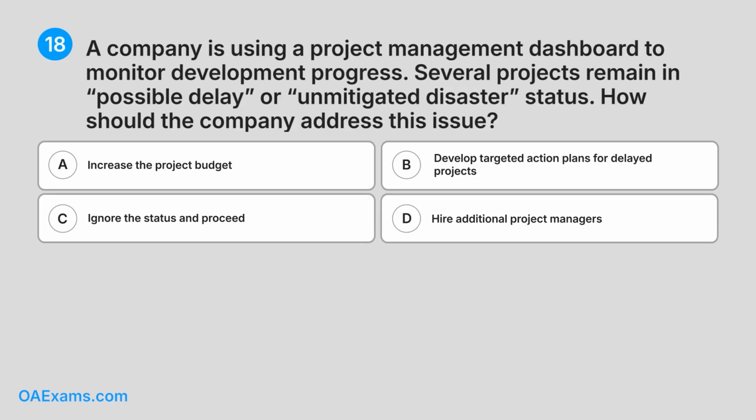18. A company is using a project management dashboard to monitor development progress. Several projects remain in possible delay or unmitigated disaster status. How should the company address this issue? A. Increase the project budget. B. Develop targeted action plans for delayed projects. C. Ignore the status and proceed. D. Hire additional project managers. Do you know the answer?